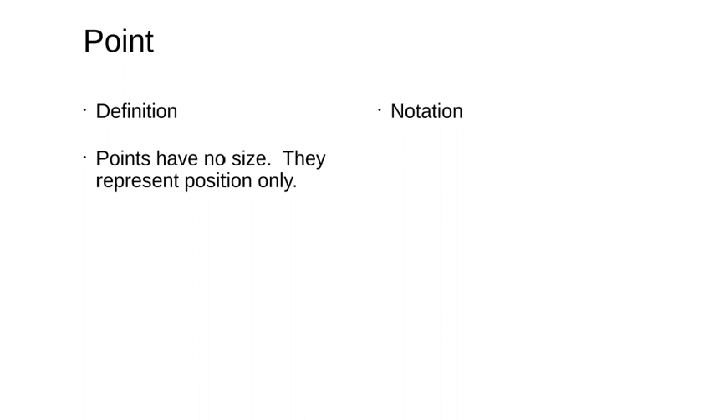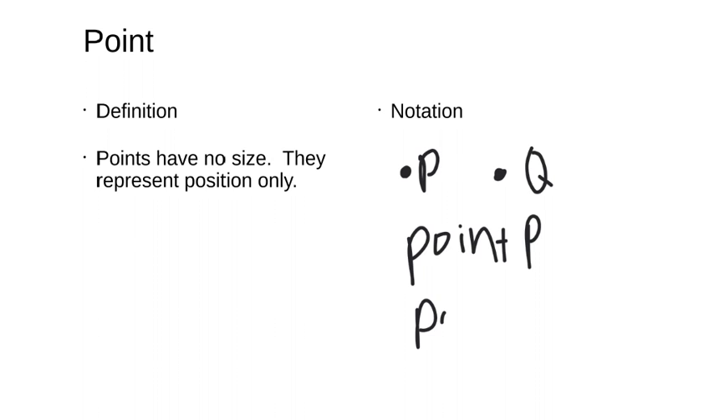So when you are naming a point, you can name it by drawing a point and naming it, like point P, point Q, okay? Or you can write out the word point. So point P or point Q. Okay, you'll see us using the notation with the drawing of the point.